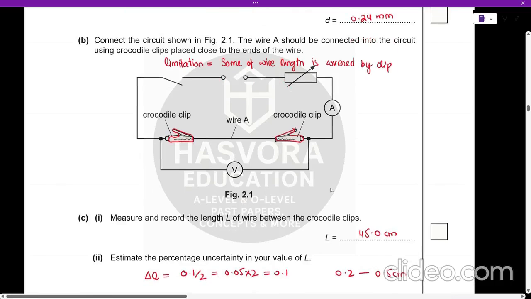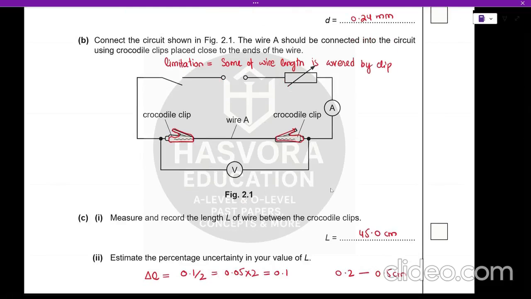The wire A should be connected into the circuit using the crocodile clips placed close to the ends of the wire. Then part C said to measure and record the length L of the wire between the crocodile clips. So it was 45.0 centimeter as the assumed value. One limitation that I noticed here, and obviously it is question 2 from the paper which I picked up, was that some of the wire length is being covered by the crocodile clip.